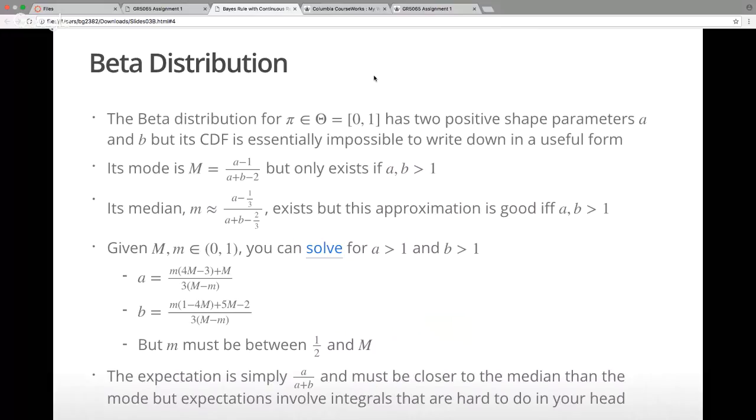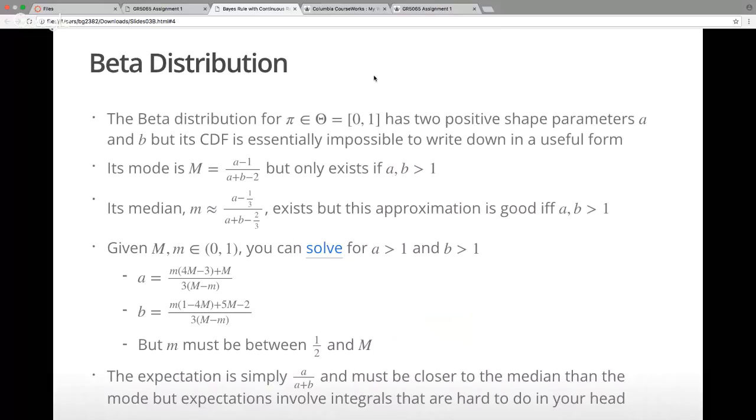But its CDF is essentially impossible to write down in a useful form, and that can make it a little bit hard to think about what would be reasonable values of A and B. But if you have 2 shape parameters, A and B, and you have 2 pieces of information, the mode and the median, then you can solve for the values of A and B that are consistent with your beliefs. The mode, capital M, is given by this expression, but there's only a mode if A and B are greater than 1.